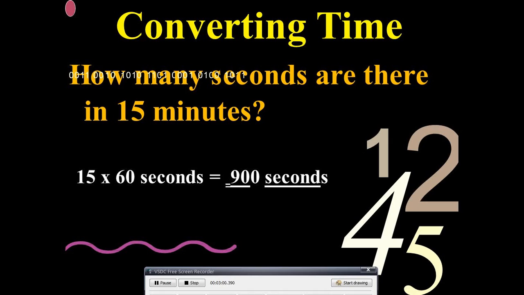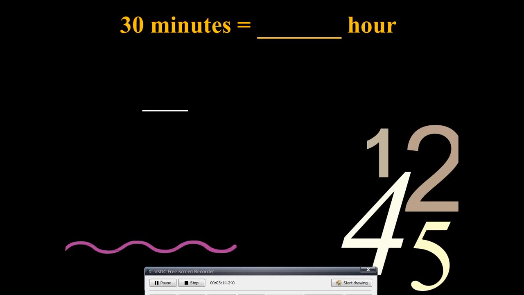And here we have 30 minutes to hour. So we convert 30 minutes to hour. We said beforehand, in order to convert smaller time units to bigger one, we use division. So we know that in 1 hour we have 60 minutes. So how many hours will 30 minutes make?